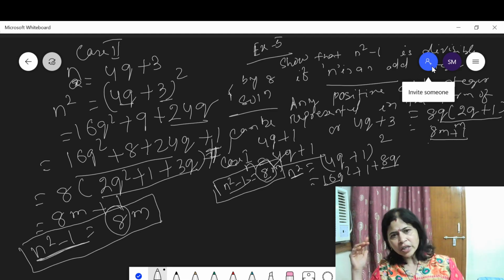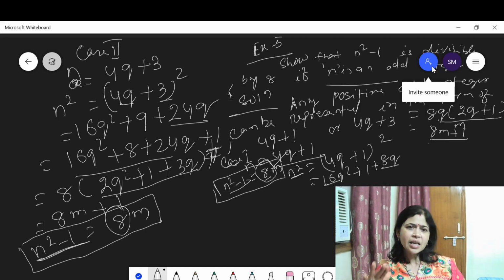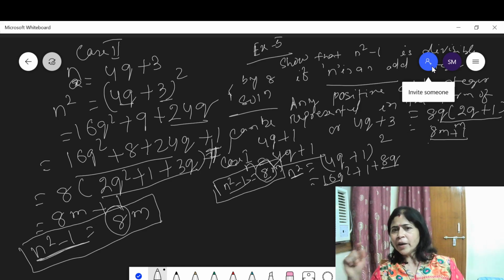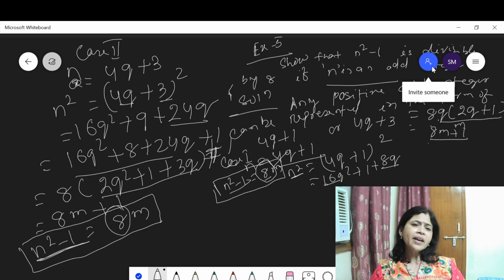When you take 4q plus 3 and square both sides, you get n square is equal to (4q plus 3) whole square. This means (a plus b) whole square is a square plus b square plus 2ab. Then you split 9 into 8 plus 1. Then you get 16q square plus 8 plus 24q plus 1. Taking 8 common, students, this is 8 into (2q square plus 3q plus 1).